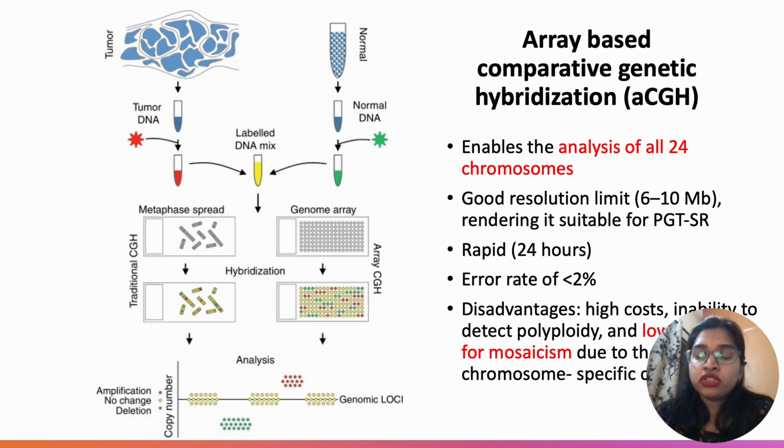It has a good resolution limit of 6 to 10 megabase, that is suitable for PGT-SR. It is very rapid, within 24 hours we get the report. Error rate of less than 2%, but its disadvantages are its high cost, inability to detect polyploidy, and the lower detection rate for mosaicism due to the non-availability of the chromosome specific cutoffs.